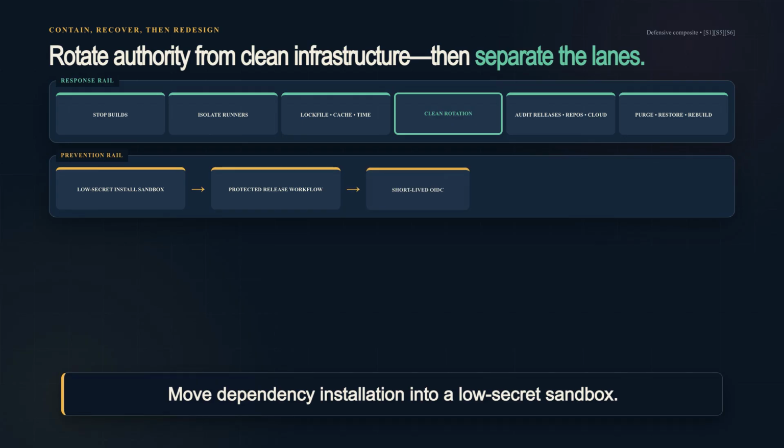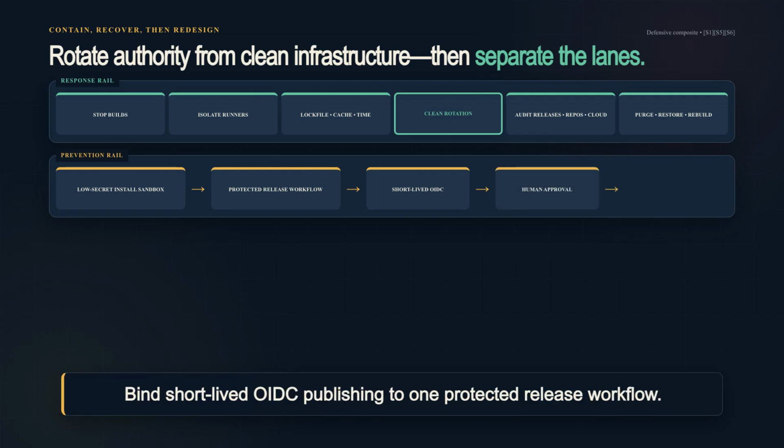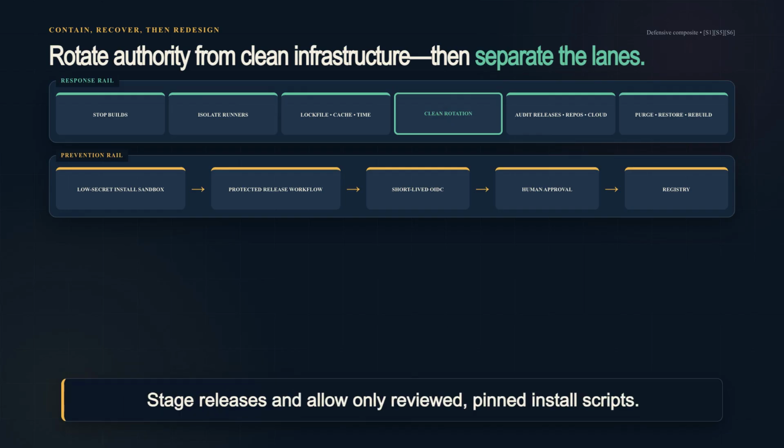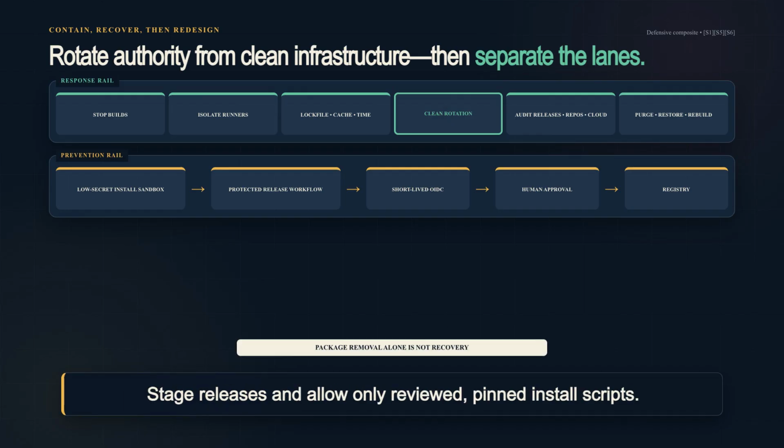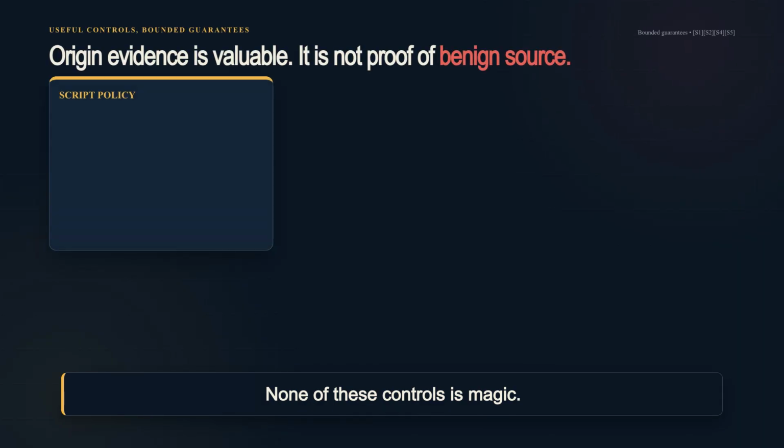For prevention, dependency installation moves into a low-secret sandbox. Publishing use is short-lived, workflow-specific OIDC, restricted to a protected release path. Releases can be staged for human approval, and install scripts are denied by default except for reviewed, pinned packages that genuinely need them. None of those controls is magic.